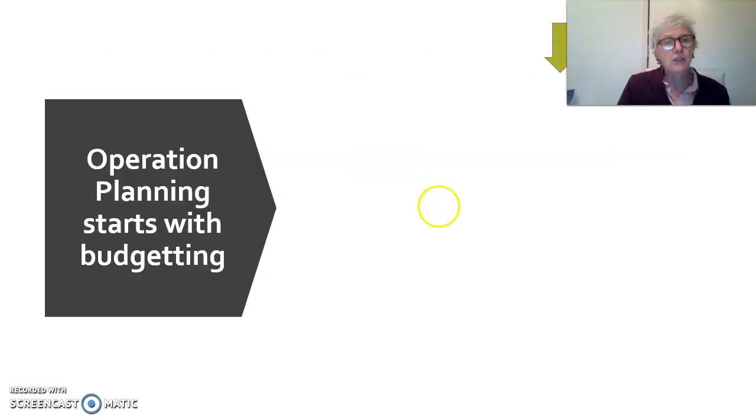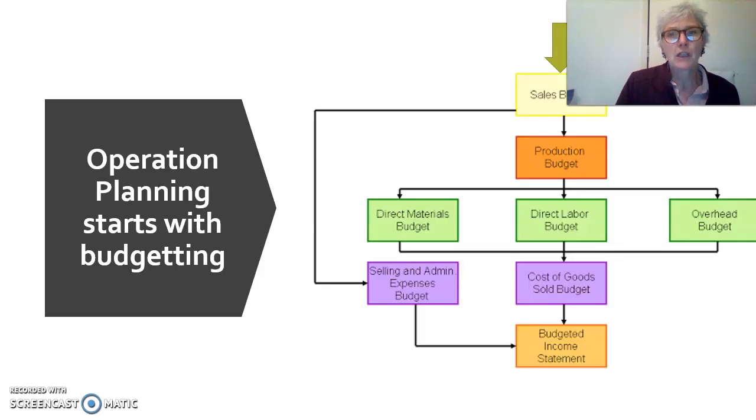So our operations planning starts with budgeting, and the first item in the budget is what we call the sales budget. To know how much we want to produce is based upon the amount of products we probably will sell. So a forecast of sales is important in the production budget.